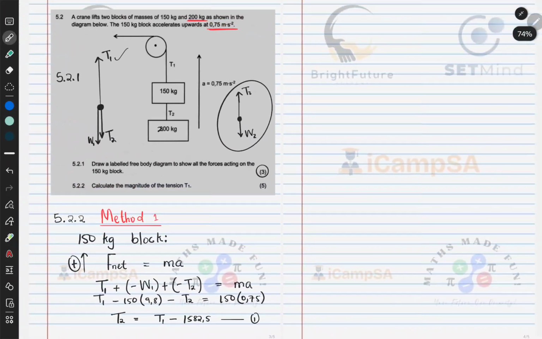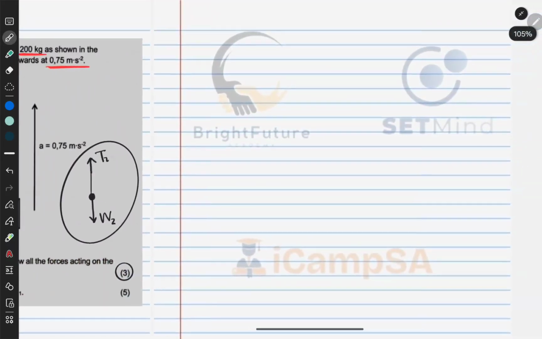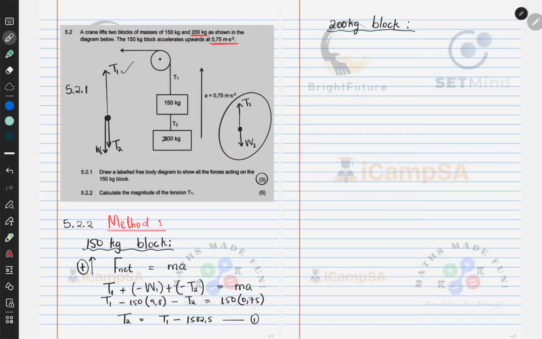And then we go to block 2. Because this was for the 150 kilogram block, we go to the 200 kilogram block. Right, we do the same thing. Fnet is equals to MA, we specify our direction, we sum, and we make the parameter that we're not looking for the subject of the formula. So let's get on with it.